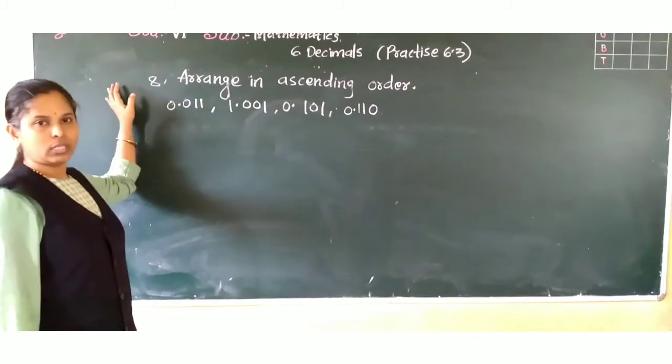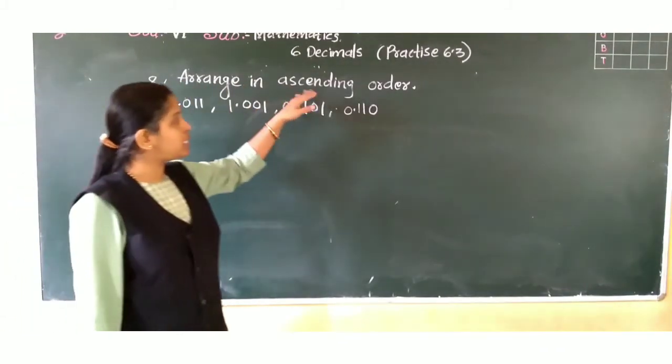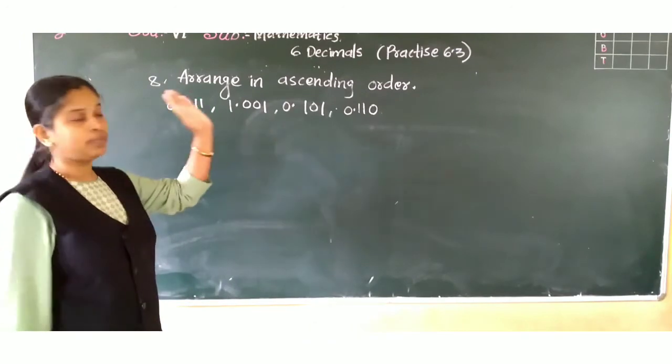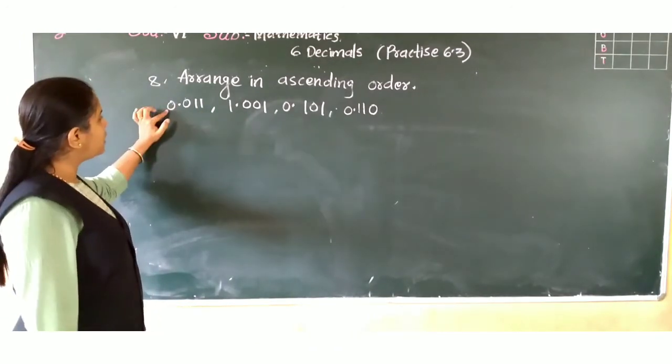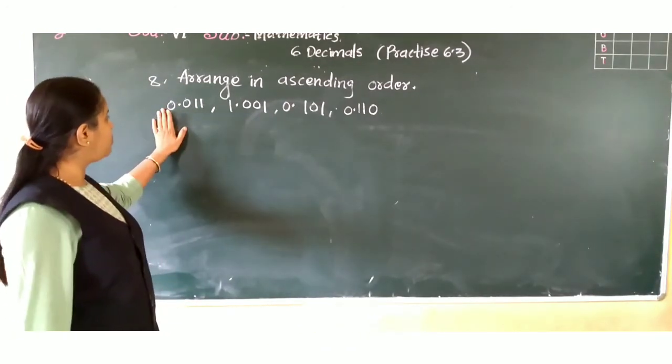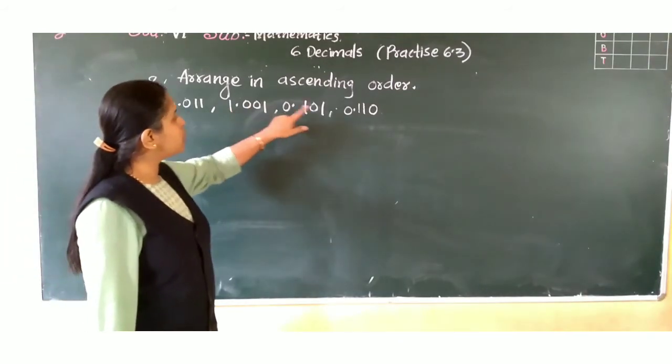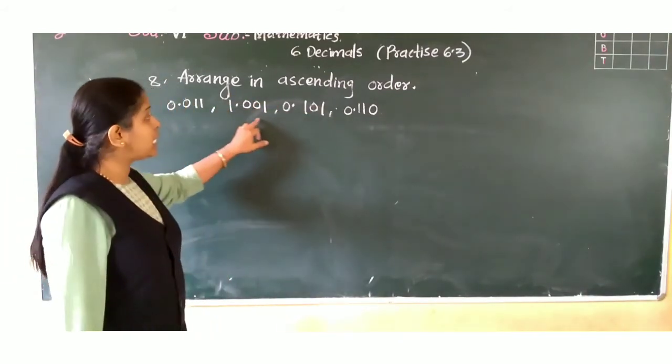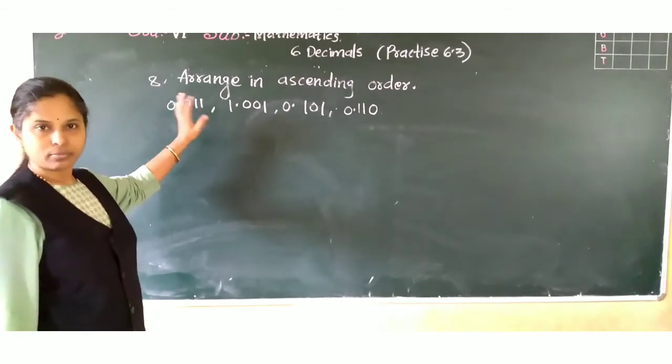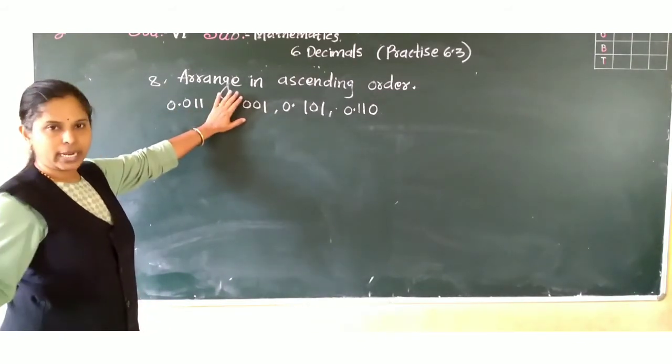Okay. Question number 8. Arrange in ascending order, which is from smallest to greatest. Now look at here. First whole number, here 0. Here 1. Here 0. Here 0. That means this is the greatest number. Correct? So it will come at the end.